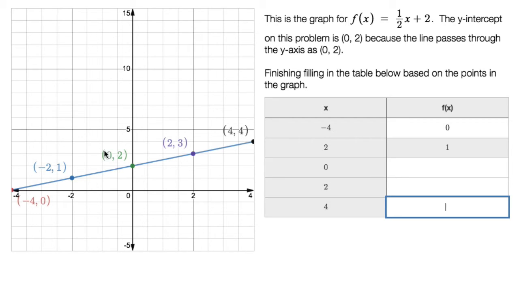And just as a reminder, this right here, the 0, 2, is on the y-axis. And it tells you right here the y-intercept is right here at 0, 2 because that's where the line passes through the y-axis. That's going to be a question later on.